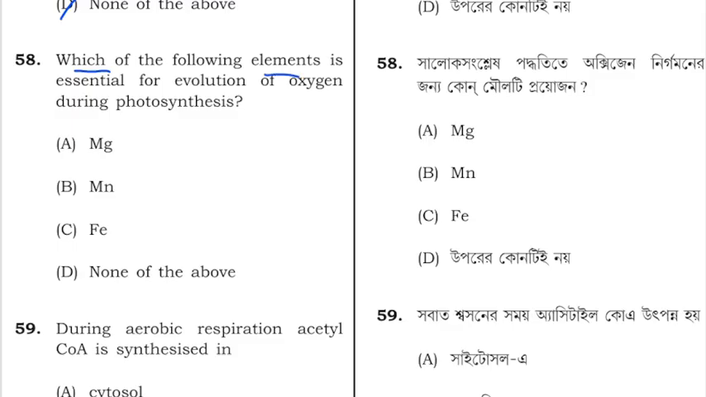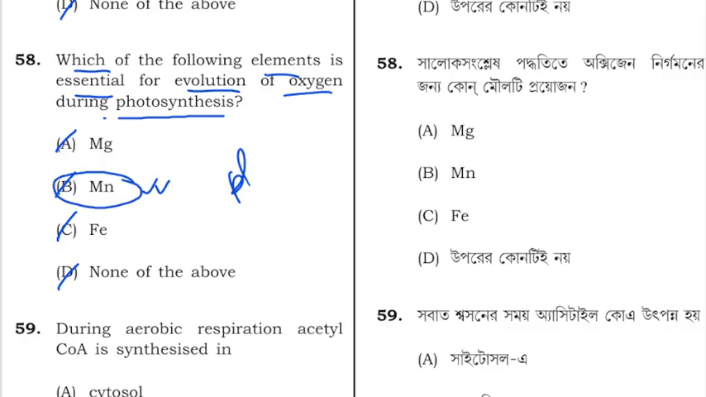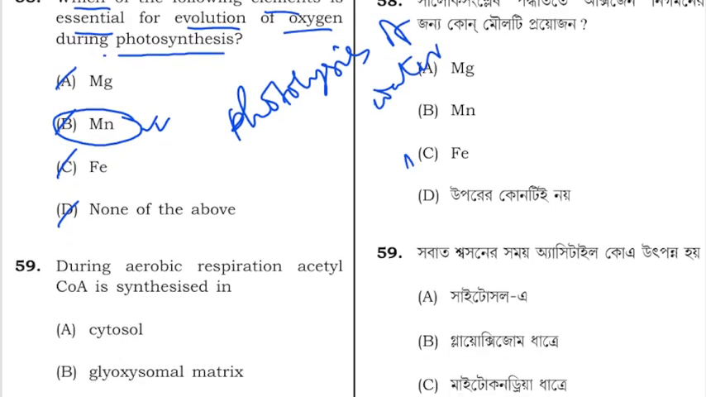Which of the following elements is essential for evolution of oxygen during photosynthesis? Options are magnesium, manganese, ferrous, or none of the above. So the manganese is essential for photolysis of water. That ultimately leads to the formation of O2, that is the byproduct of photosynthesis. So this manganese is essential. The option B is correct.